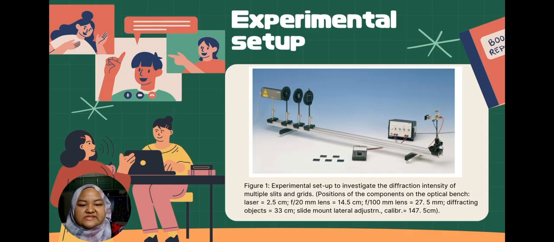The experimental setup to investigate the diffraction intensity of multiple slits and grids can be seen in Figure 1. Positions of the components on the optical bench: laser is at 2.5 cm, f equals 20 mm lens is at 14.5 cm, f equals 100 mm lens is at 27.5 cm, diffracting objects at 33 cm, slit mount lateral adjustment, and the caliper is at 147.5 cm.